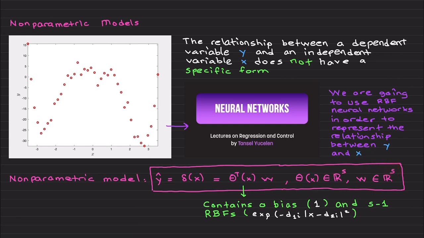And as always, your basis function includes a bias, and then the remaining s minus 1 elements will consist of radial basis functions looking like this with different values. At the end of this video, you are going to see a MATLAB example showing how I choose radial basis functions to fit this data.